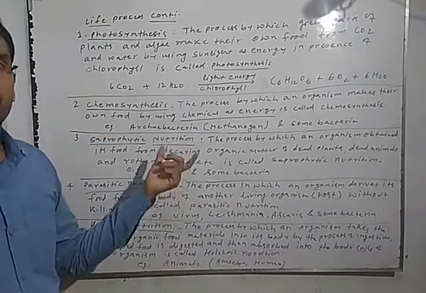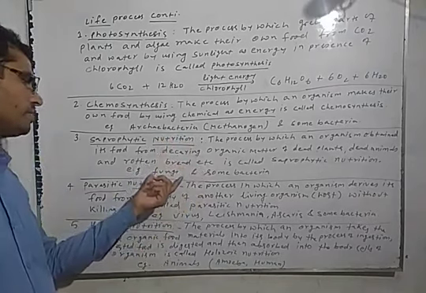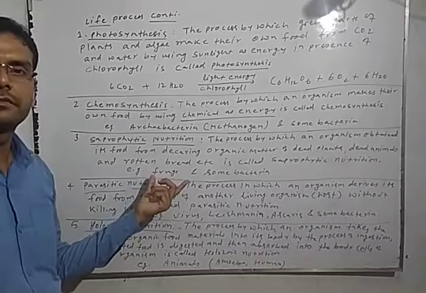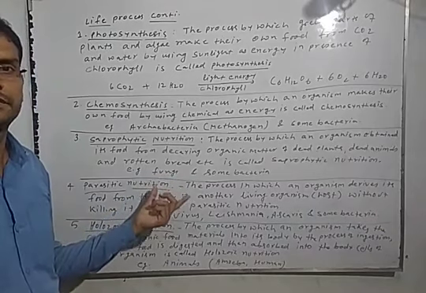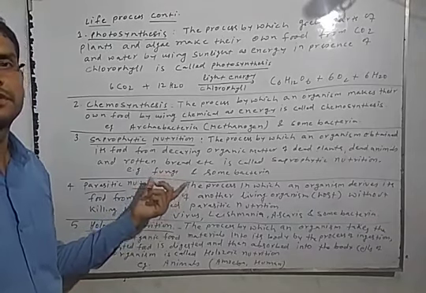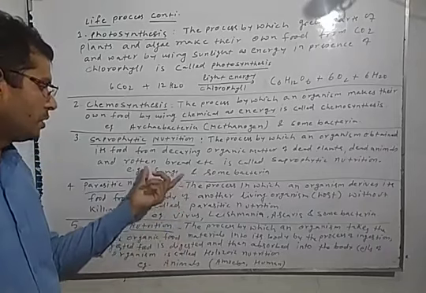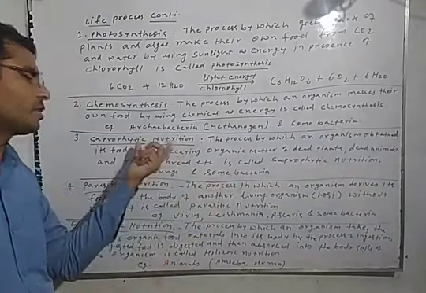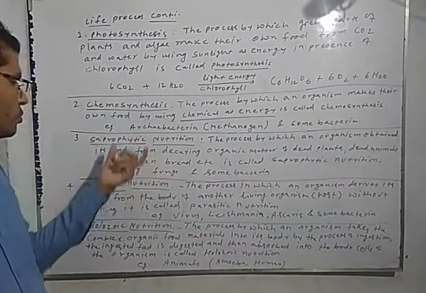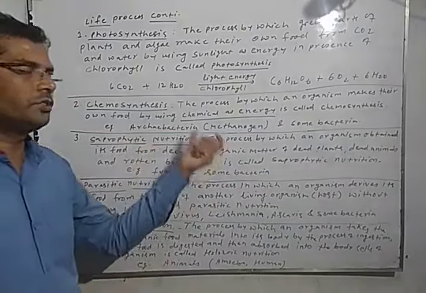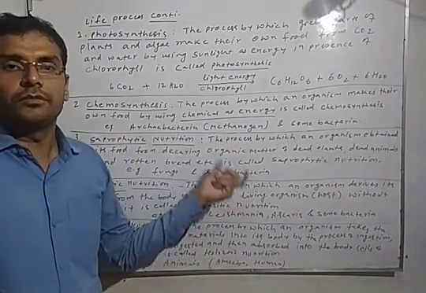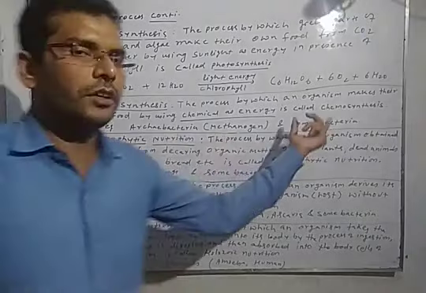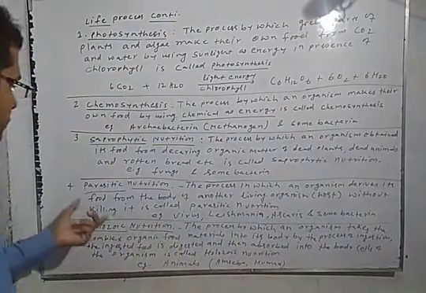In this type of nutrition, some organisms are included, such as fungi like bread molds, mushrooms, penicillium, etc. And some bacteria are also included in this type of nutrition. So in saprophytic nutrition, the organisms obtain their food from dead and decaying organic matter.